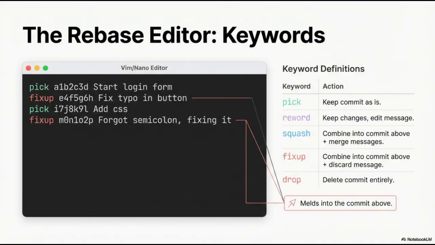The default keyword, pick, keeps a commit as it is, while reword allows you to keep the changes but edit the commit message. To remove a commit entirely, you can use the drop keyword. For consolidating history, squash and fixup both combine a commit into the one directly above it. While squash merges the commit messages together, fixup discards the current message to keep the final output clean. As illustrated in the editor window, applying fixup melds minor corrections into the previous commit, ensuring a streamlined and professional commit log.